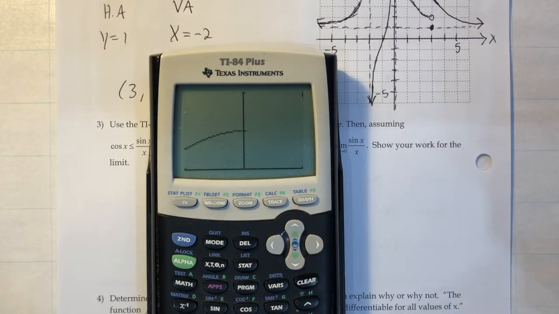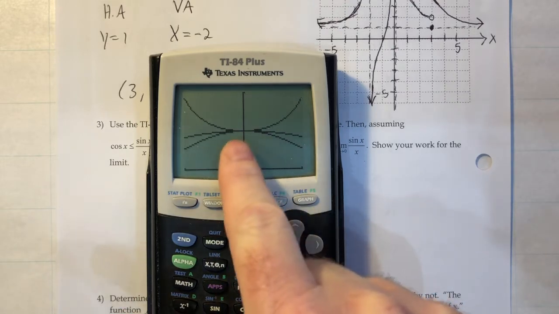There's our first function. Here comes the second one. That seems to be over, getting close there, but it's hard to tell if it's over or not. And then the last one seems up. So off to the left and the right, it seems like the second function's in between.